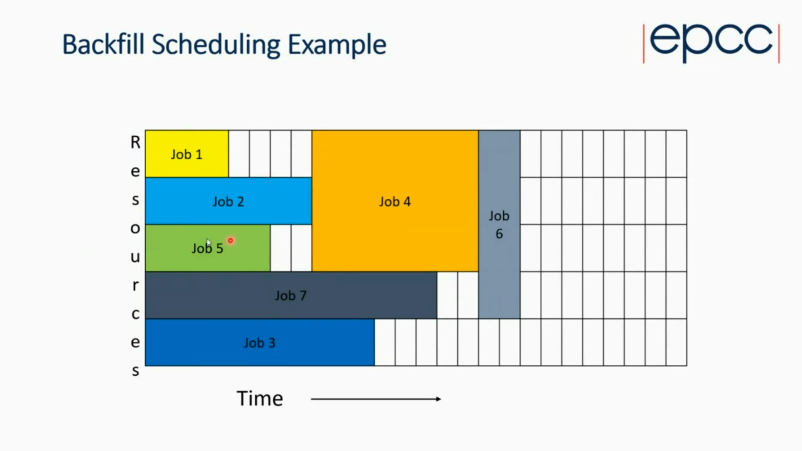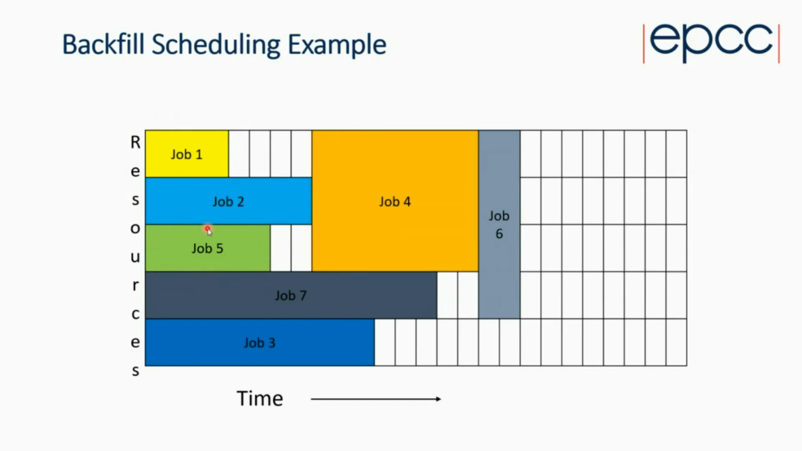There are two ways these holes can appear. One is the nature of jobs: this one is going to run for a different length of time to this one. Job 2 and job 1 run for different lengths of time, and job 4 is going to as well. So we can say that in the future we can see this hole is going to appear.